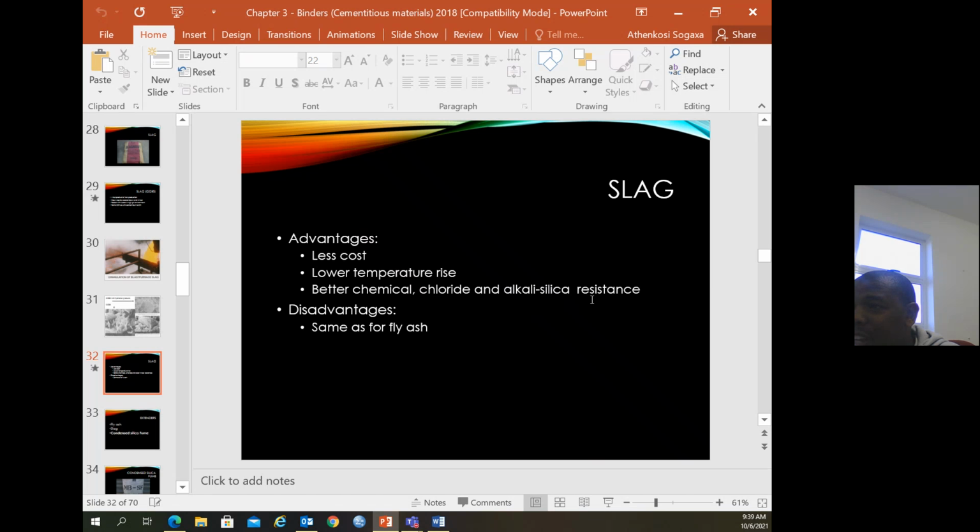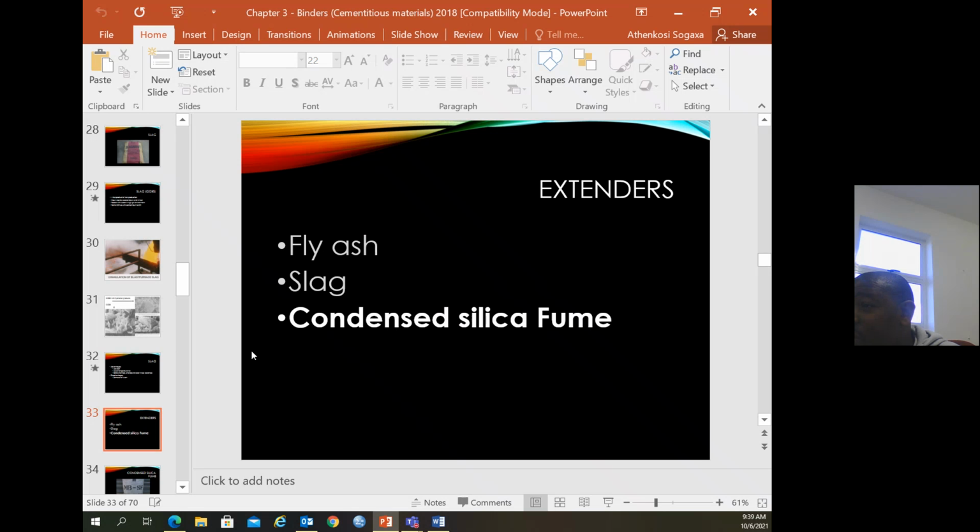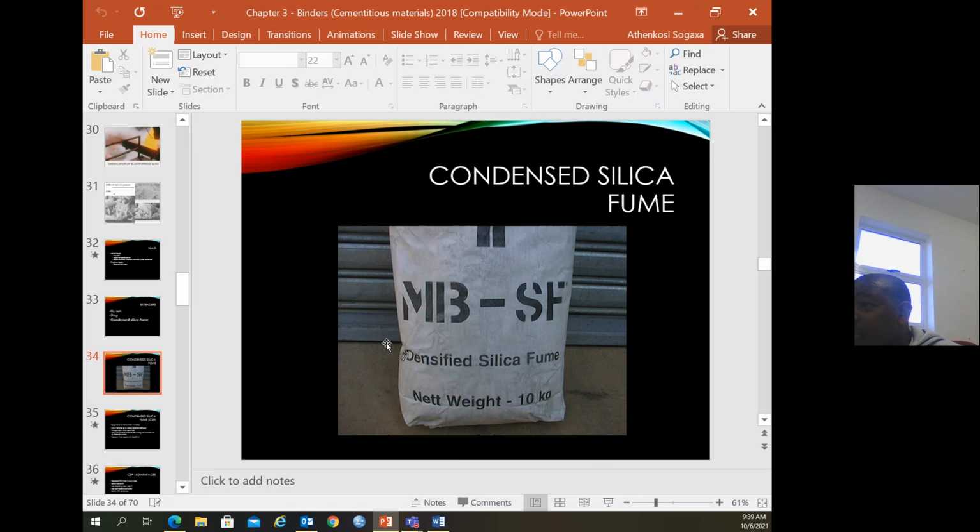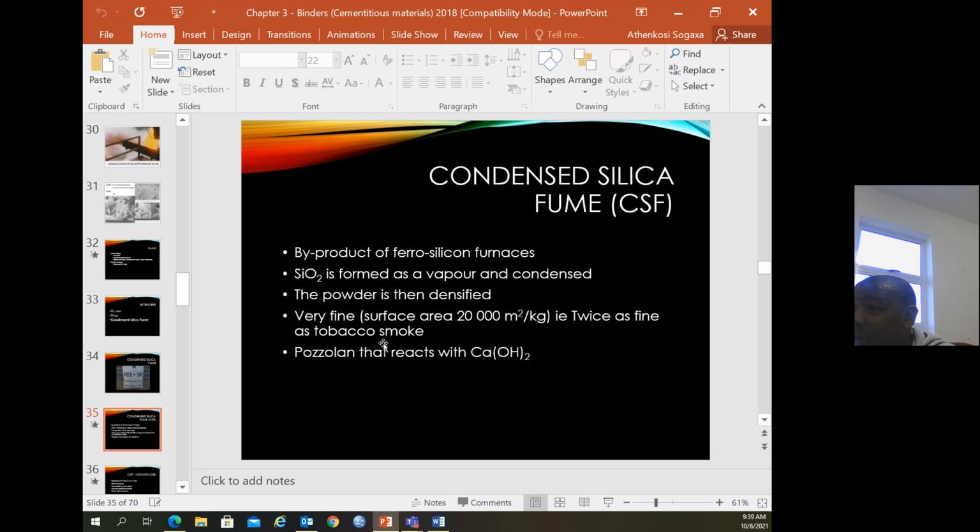which is the same as fly ash. Disadvantage, same as fly ash. It takes time to harden, meaning that you strip later. It costs in terms of the storage. Therefore, you get condensed silica fume, which is your condensed silica fume. That's a picture of that. It's produced by a ferrosilicon furnace, and SiO2 is formed as a vapor and condensed.